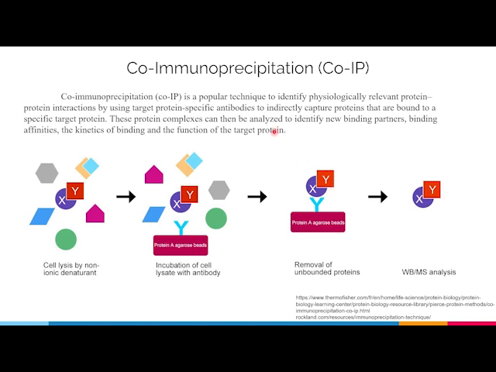Since we are using immunological techniques, we are using antibodies, that is, we have immuno in the name. Precipitation, because in this step we precipitate out the entire complex. And co, because obviously we are doing it with two proteins. So this is the entire process of co-immunoprecipitation.